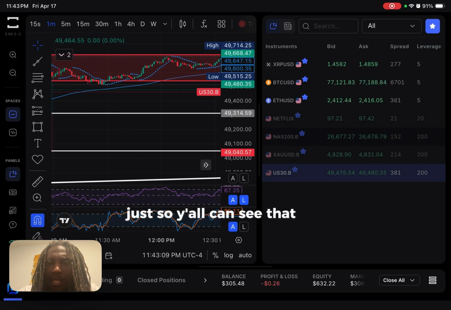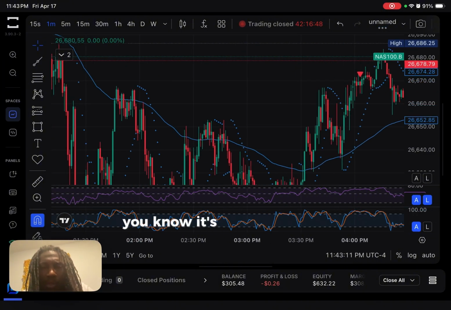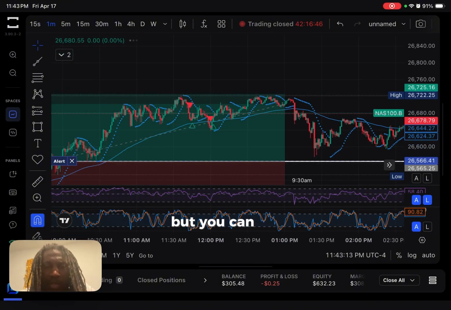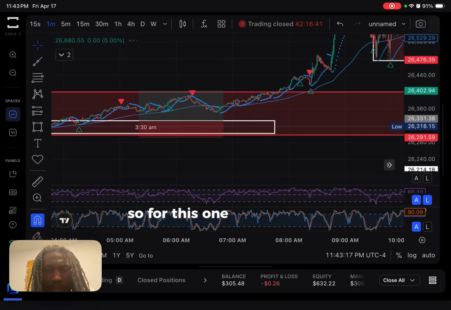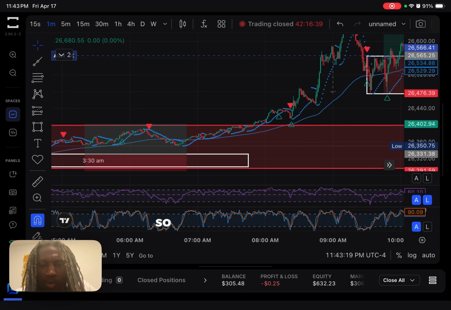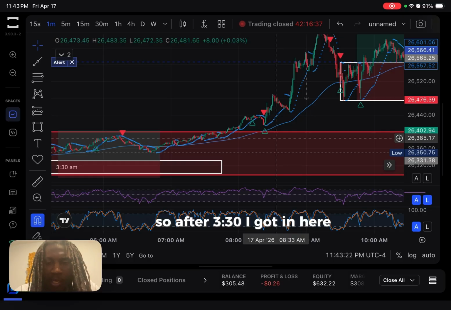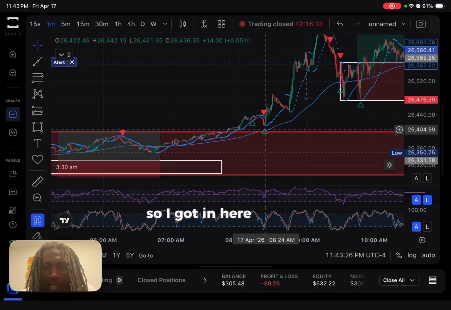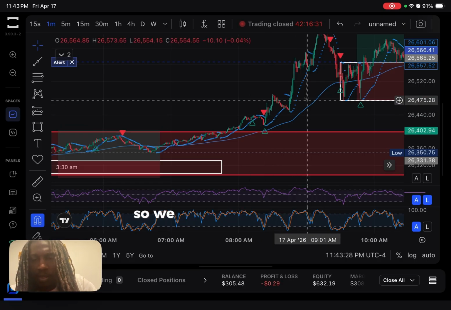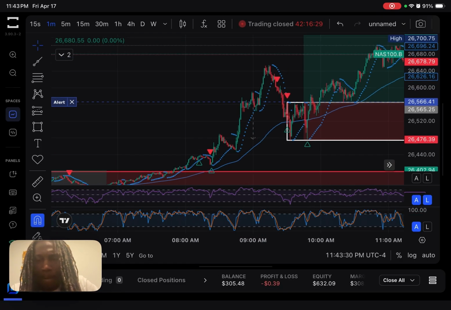Just so y'all can see, it's not live in full effect, but you can see where I entered the trades and such like that. So for this one, I got in this trade early, right? So after 3:30, I got in here because I already saw a breakout of this area and kind of a retest. So I got in here and I got in another trade right here. So we took that all the way up here.